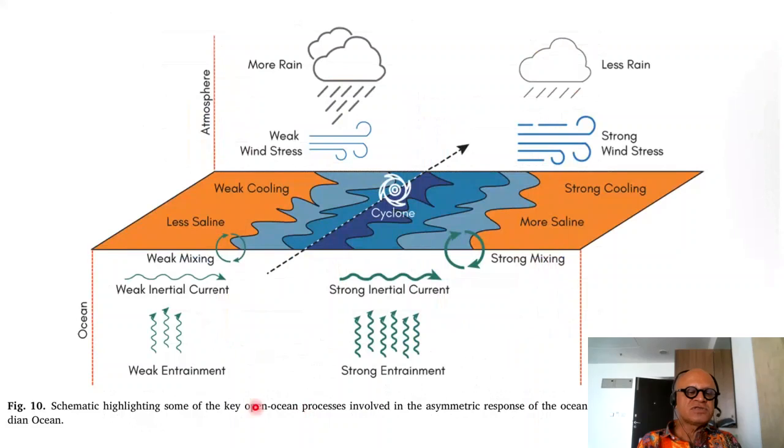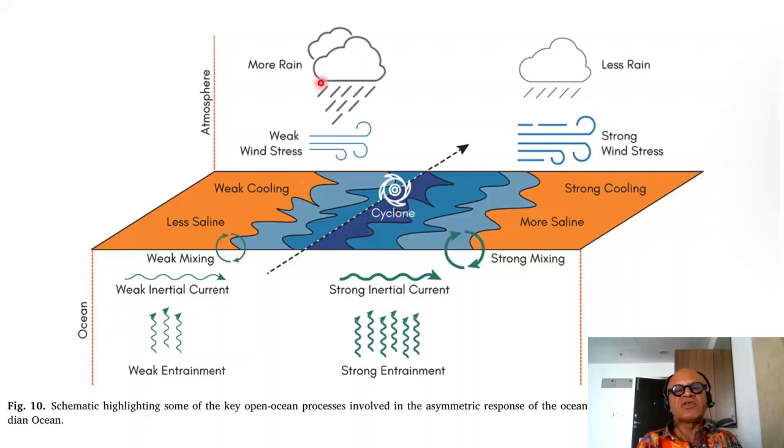To summarize, they use these schematic figures highlighting some of the key open ocean processes in the asymmetric response of the ocean cyclone interactions over the North Indian Ocean. So we are looking at depth in the ocean and the atmosphere. Weak mixing, weak inertial current, and weak entrainment create weak cooling and less saline conditions. And when the cyclone passes, you have strong inertial current, strong entrainment, and surface cooling happening.